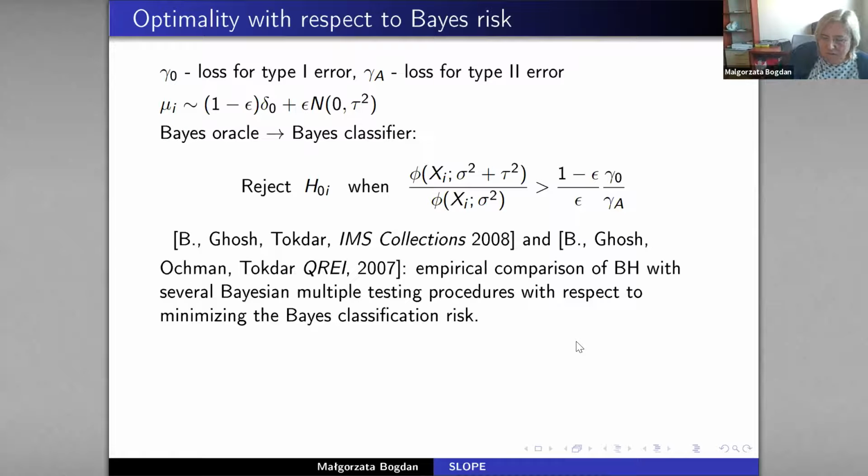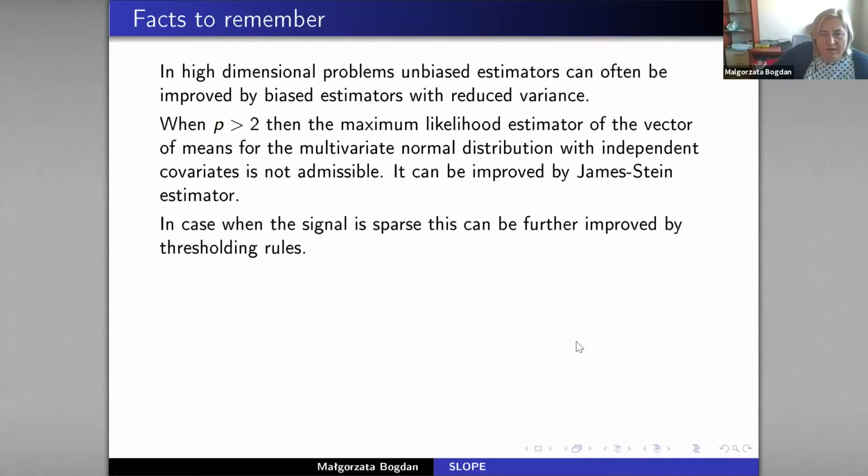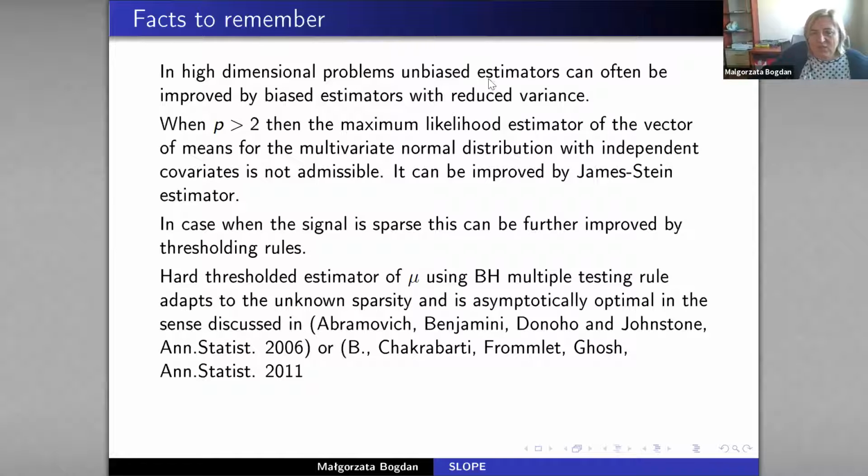Okay, so here are facts to remember. In high dimensional problems, unbiased estimators can often be improved by biased estimators with reduced variance. When p is larger than 2, then the maximum likelihood estimator of a vector of means with independence is not admissible. It can be improved by James-Stein estimators. In case when the signal is sparse, this can be further improved by thresholding rules. Thresholding rules basically means that I decide by some test that I'm not going to estimate some mu because they are going to be equal to 0.